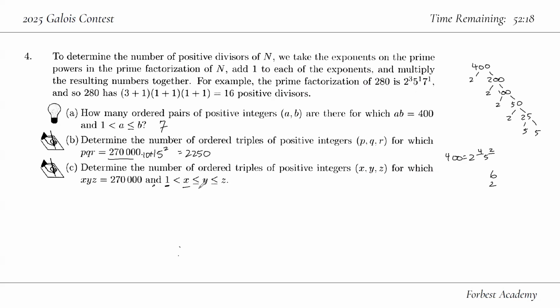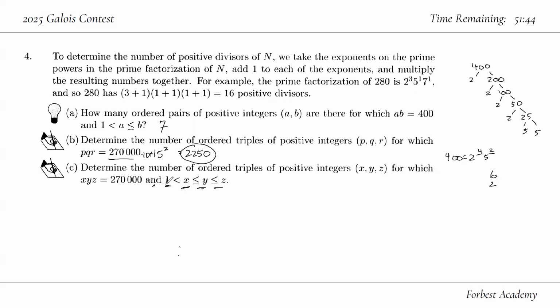And x has to be less than or equal to y is less than or equal to z. So let's see how many we need to take away from here where one of the numbers is 1, and when the numbers are not in order from least to greatest. So first, let's see how many numbers are the number 1.